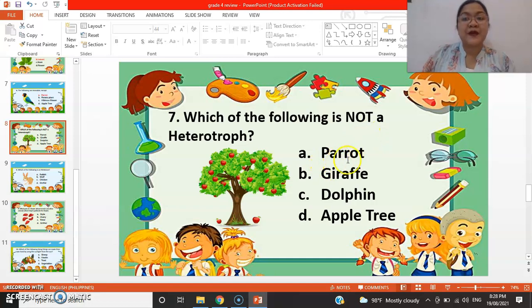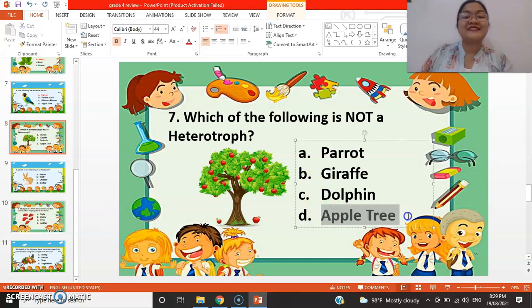Letter A, parrot. Letter B, giraffe. Letter C, dolphin. Or letter D, apple tree. So which of the following can make their own food? A, parrot. B, giraffe. C, dolphin. Or letter D, apple tree. So what is your answer? 5, 4, 3, 2, 1. The correct answer is letter D, apple tree.